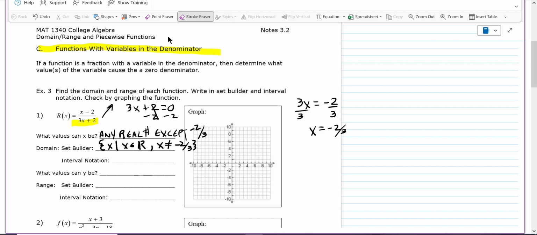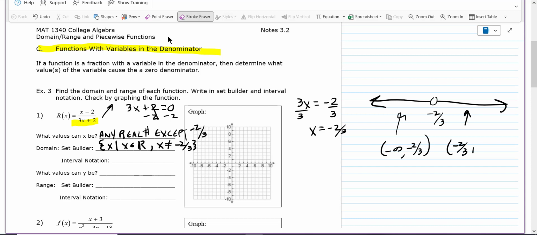Okay, now here's how you do this with an interval. What's really happening is this. You have all the numbers bigger than negative 2/3, and you have all the numbers smaller. So you have to write two intervals to write this. This interval right here would be negative infinity to negative 2/3 with a parenthesis. This interval over here would be negative 2/3 with a parenthesis, infinity. Negative 2/3, infinity just means it's everything to the right of negative 2/3. Negative infinity, negative 2/3 means it's everything to the left.